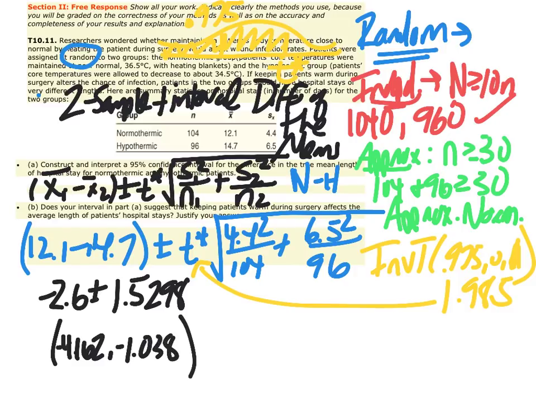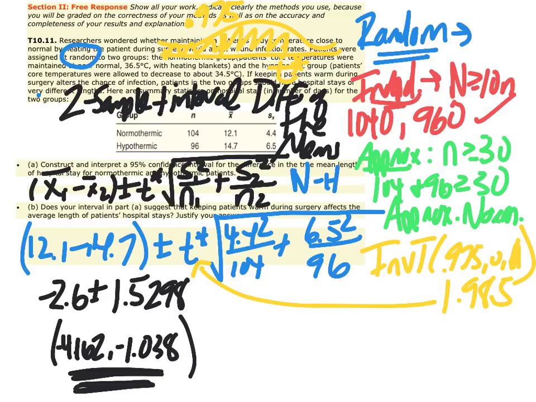Now, the conclusion part, I'm not going to write it. I'm going to say it, but you would have to say, we are 95% confident that the true difference between the mean hospital stay of the normothermic and hypothermic treatments is in between this range. Or another way, right, we're 95% confident that the interval of this right here includes the true difference between the two treatments of the hospital stays.